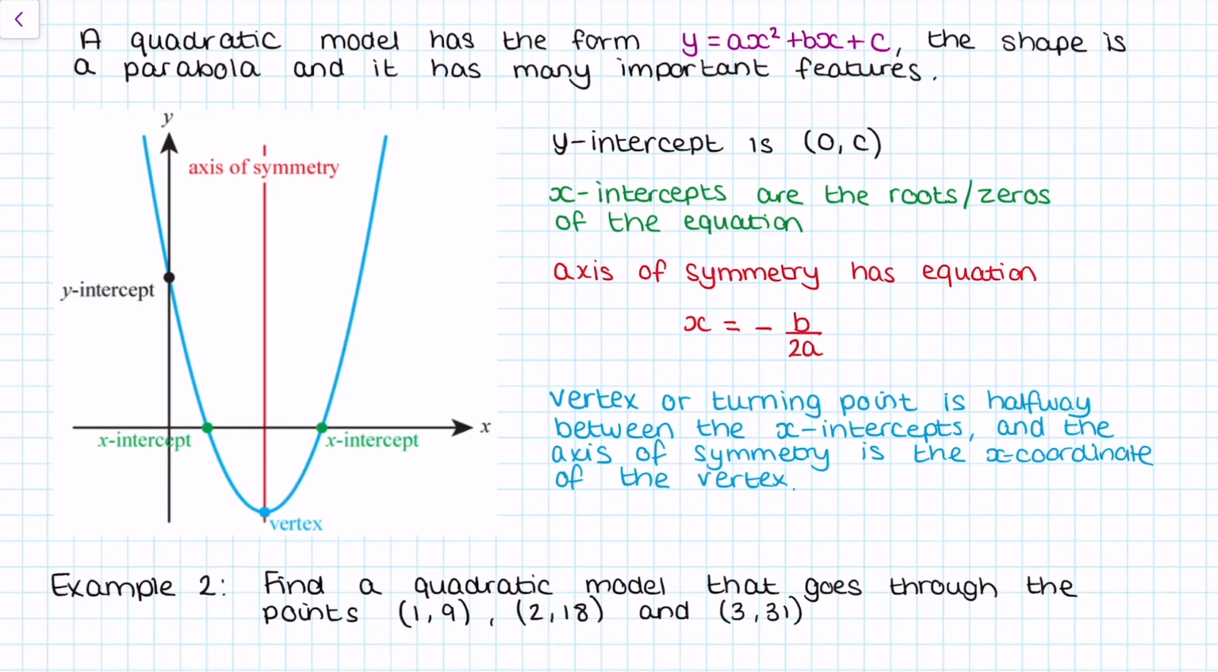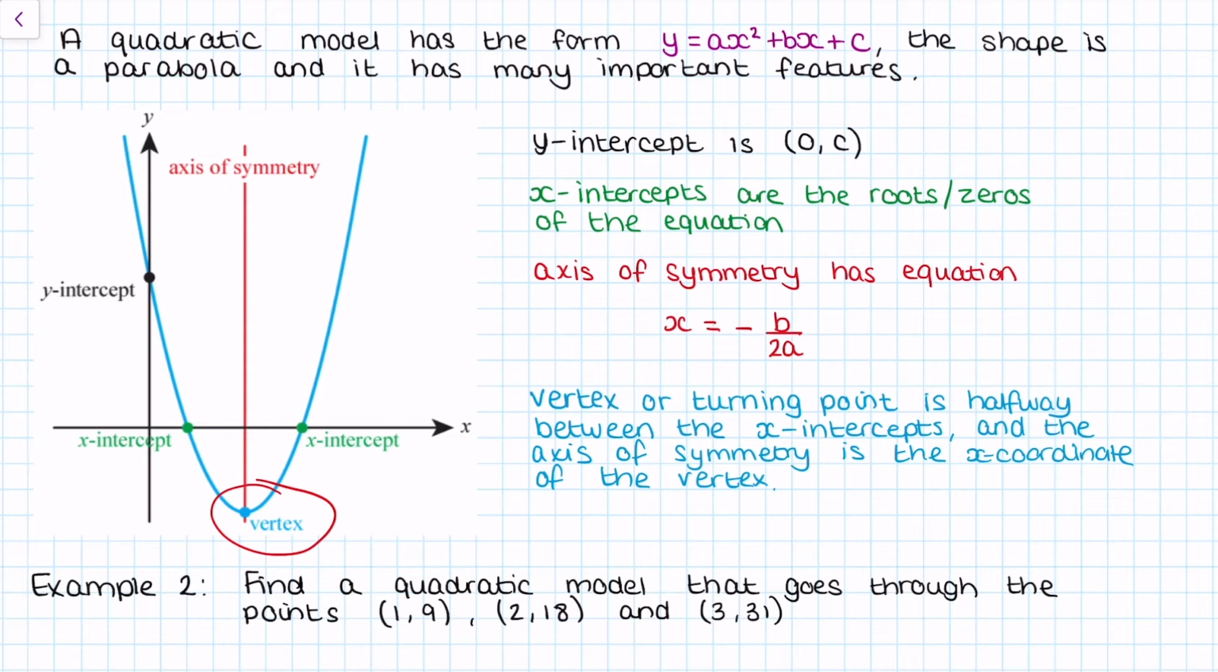X-intercepts are the roots or the zeros of the equation, so where the graph crosses the x-axis. Axis of symmetry has the equation x equals negative b over 2a. So as you can see there, it is the line that chops the graph in half, and it is the x-coordinate of that line at the vertex here that I have just circled.